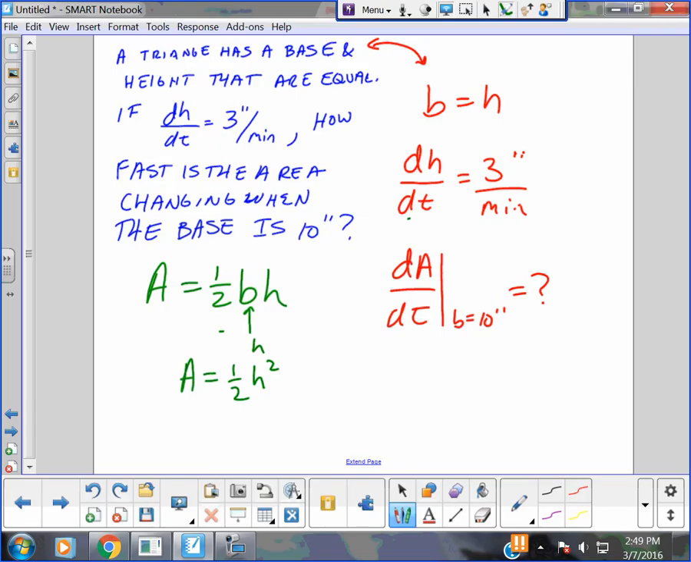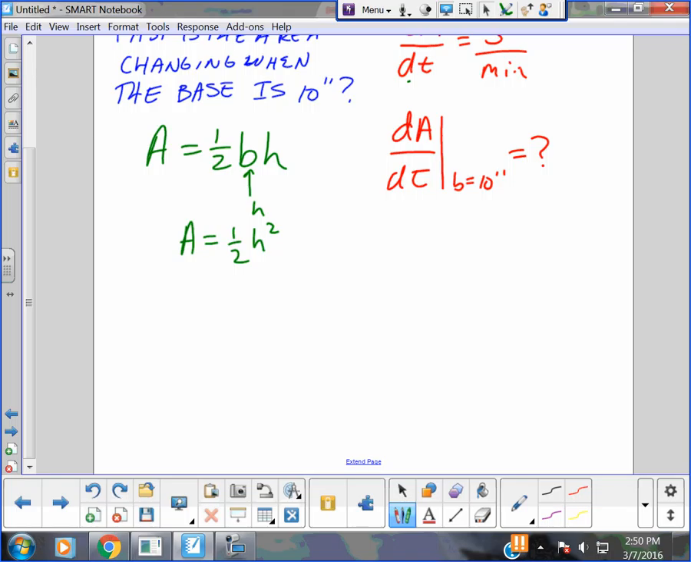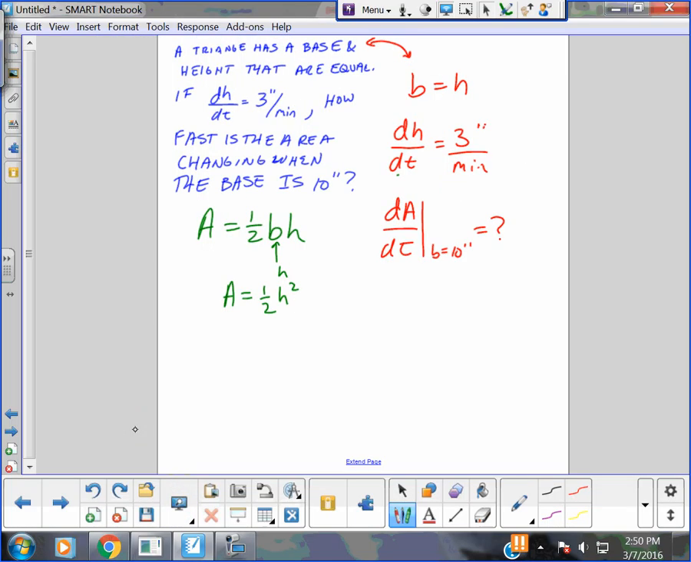Now I look at this and say, oh, I can take the derivative of this function. If I do that, I get dA/dt, because the derivative of A is 1. The derivative of 1/2 h squared, I believe, is 2 times half is 1, so h dH/dt. I want to find dA/dt.